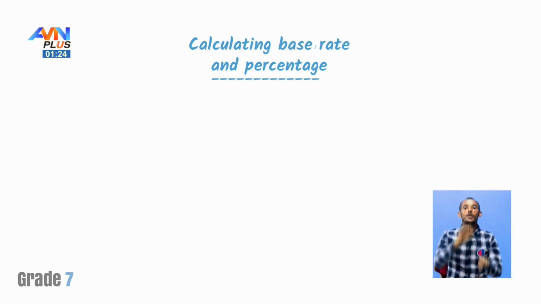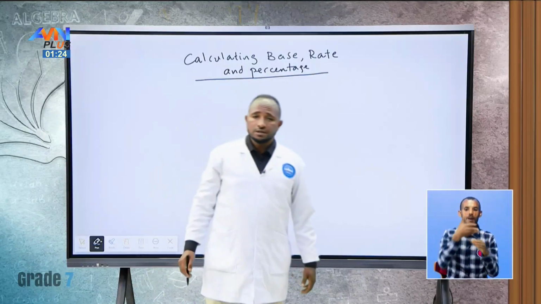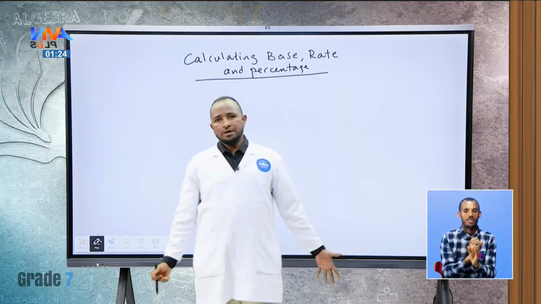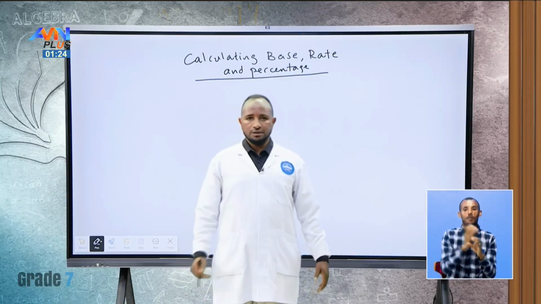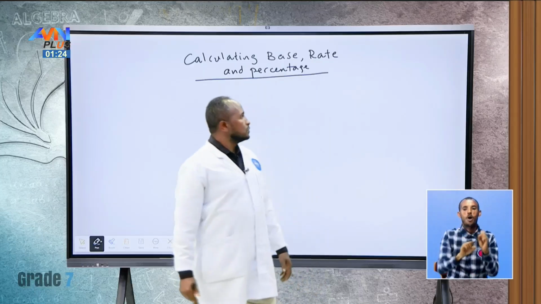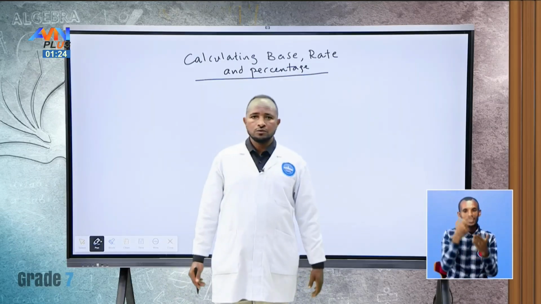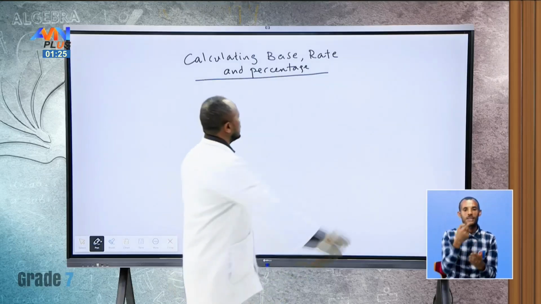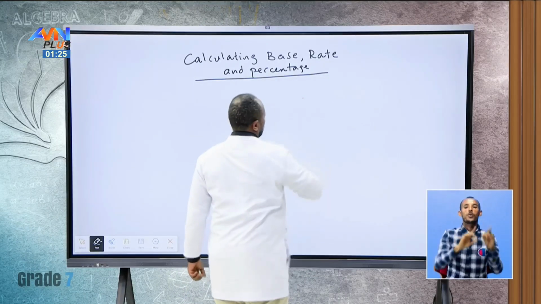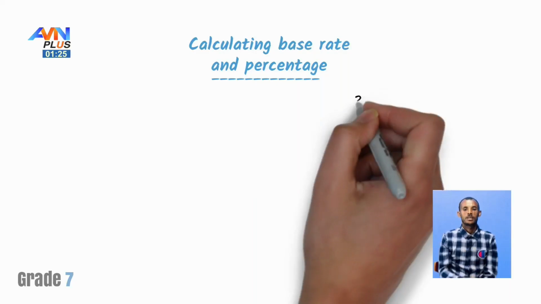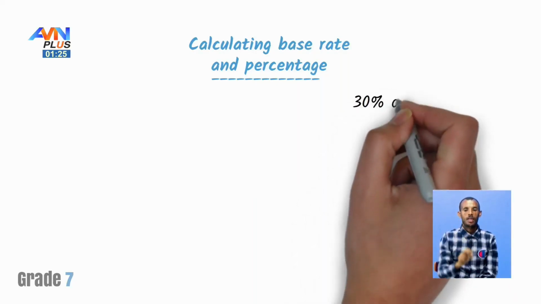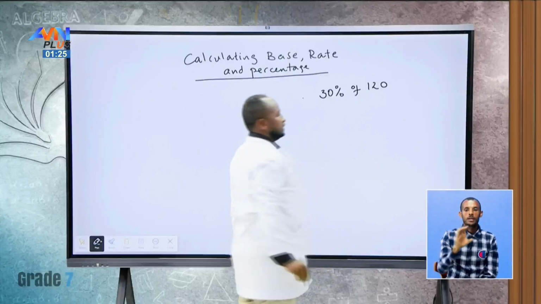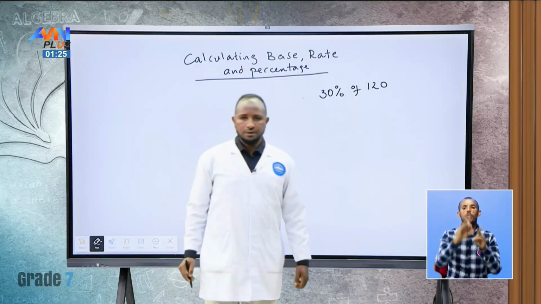So students, after this lesson you are expected to calculate base, rate, and percentage. We'll try to see this concept through examples. First, let's see this one. How do you calculate 30% of 120?